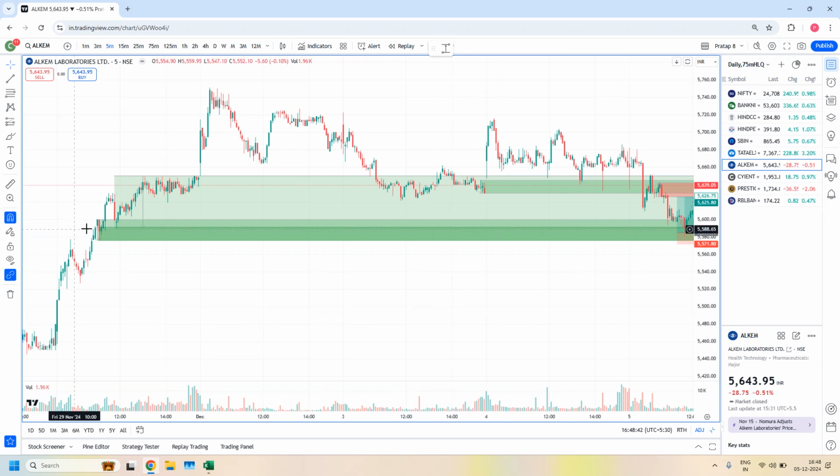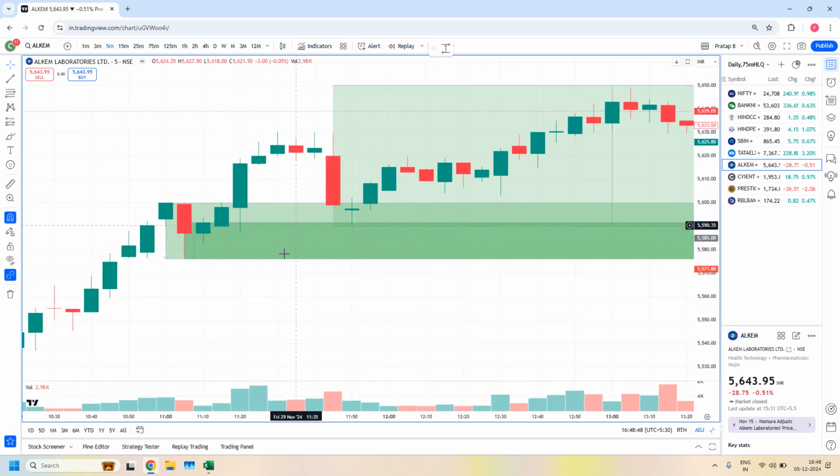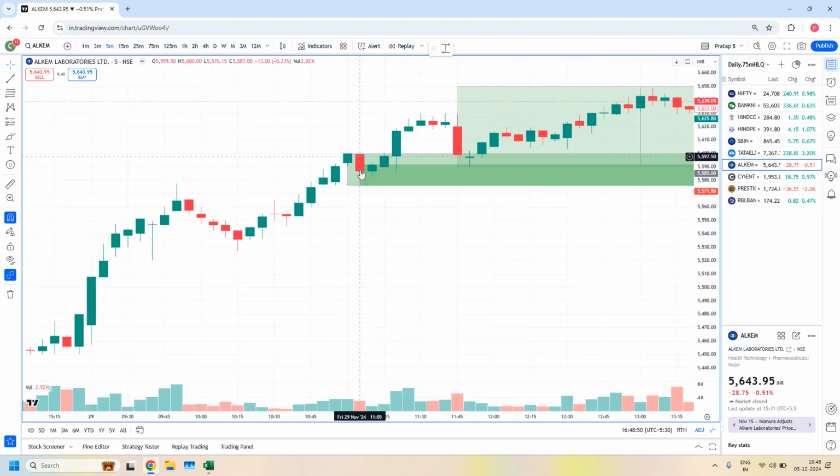Okay, but what about here? This is an LTF zone, 15 minutes LTF zone. In that you have a 5 minutes LTF zone as a horizon. See here, you have a drop, you have two base candles, and you have a rally candle.